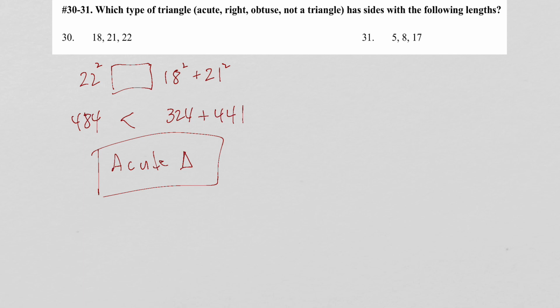Before we do the work, I'm going to mentally check that this is a triangle. So the sum of the 2 smaller sides is 13. That's less than this. It has to be bigger than this. So this is not a triangle.